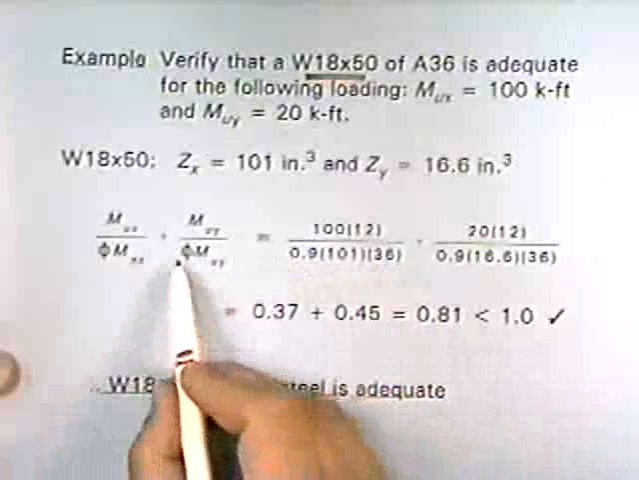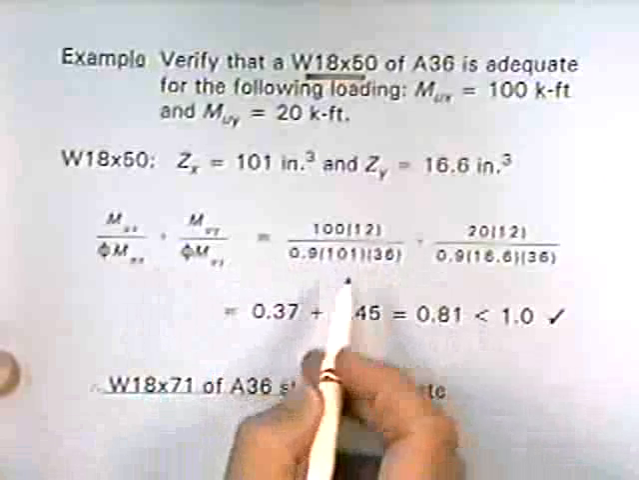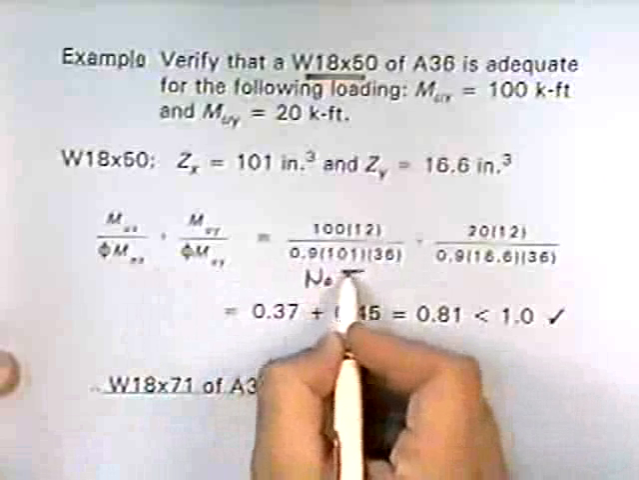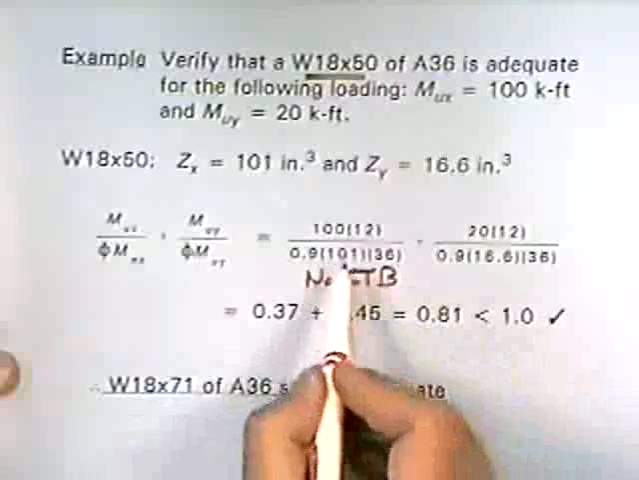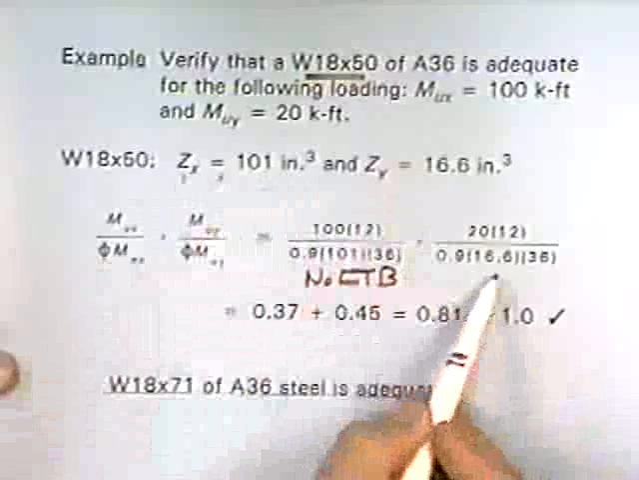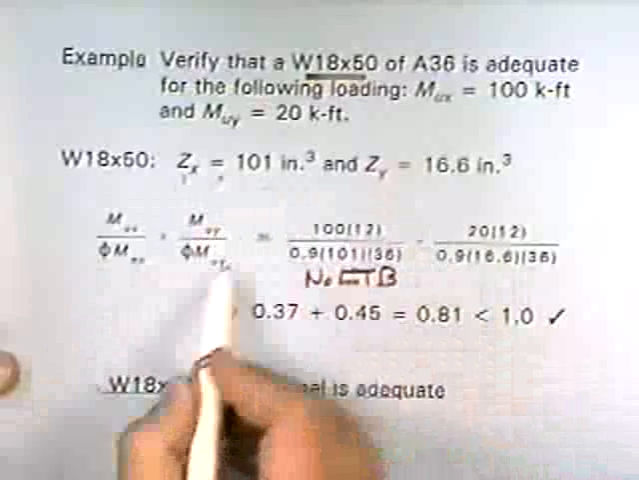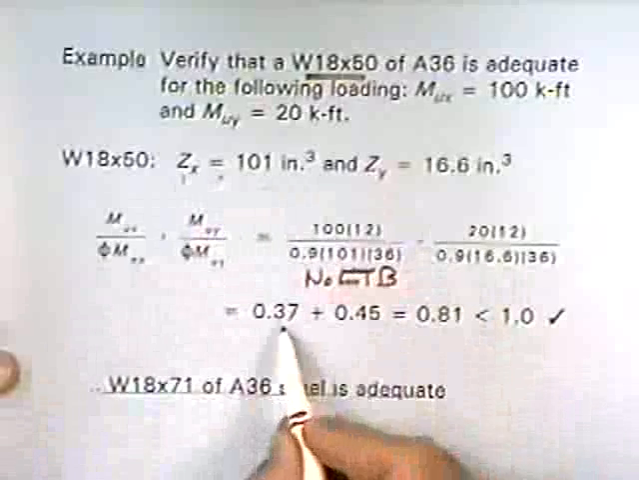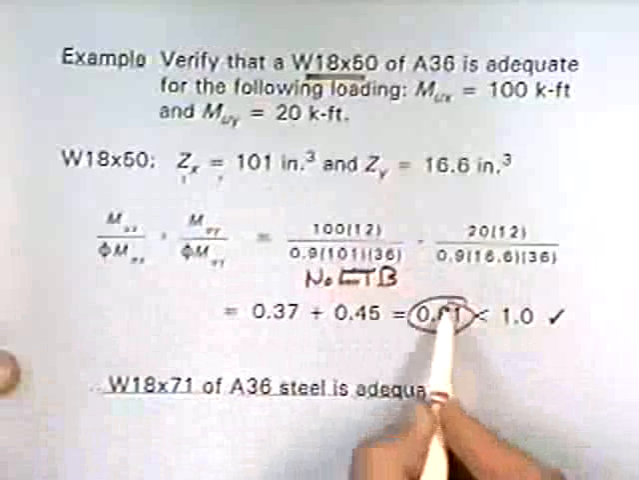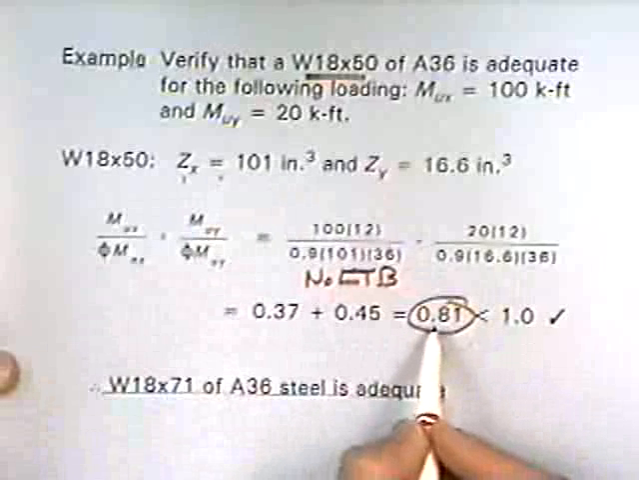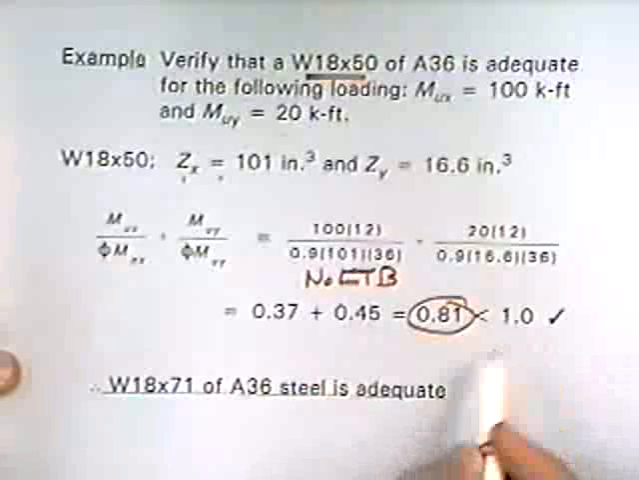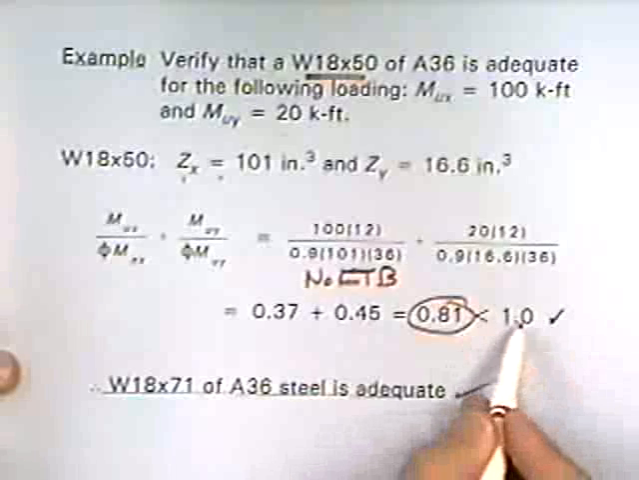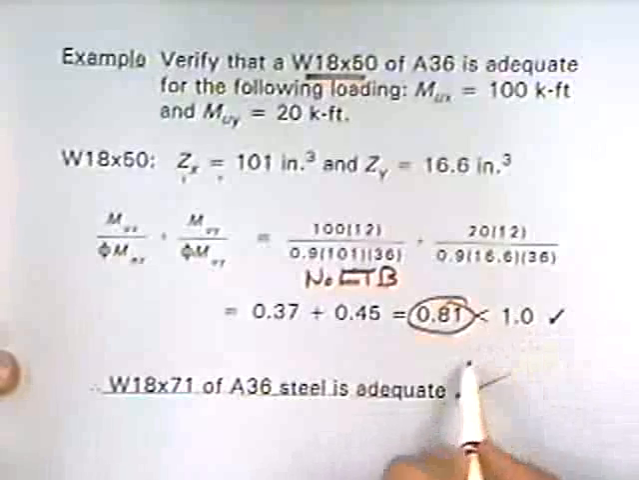The moment capacities for both axes, we're assuming that there's no LTB. We're basing everything on the Z, Zx and Zy. Again, it's a simple calculation. Running the numbers, we find that we're only up to 81% capacity of the beam, so we're okay. So that member's adequate. If we came over 1, we'd have to go pick a larger section.